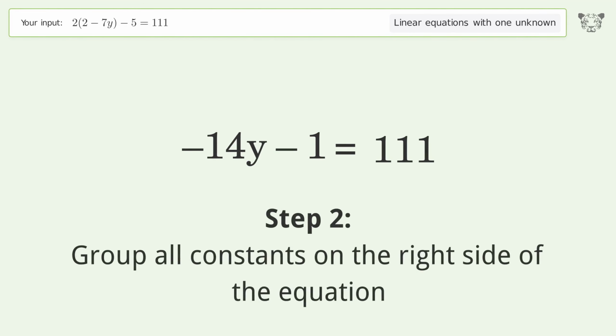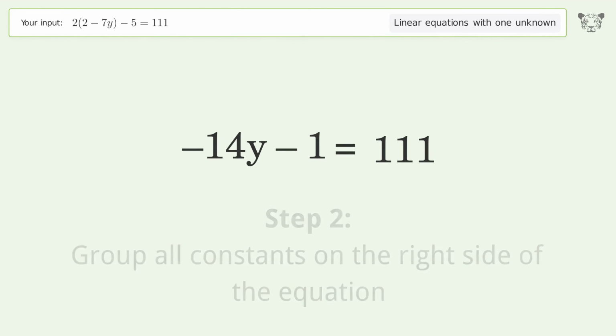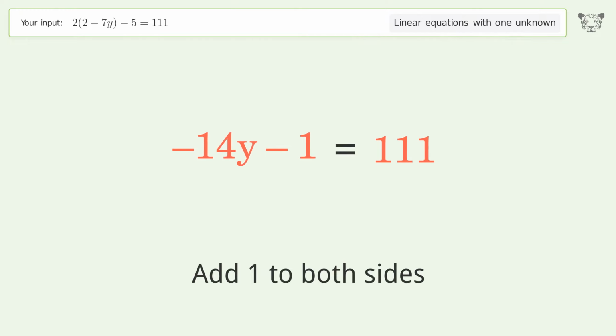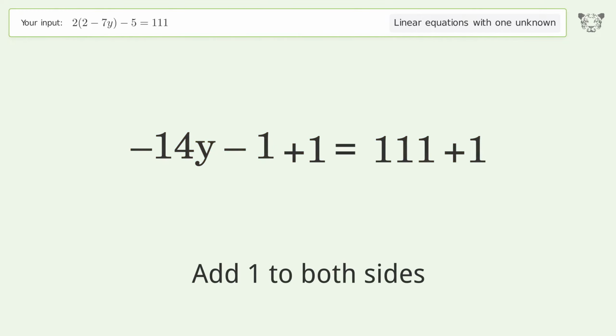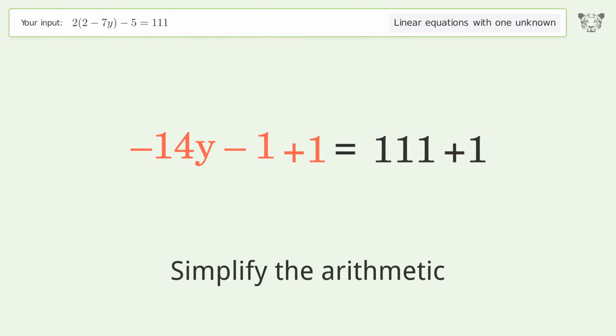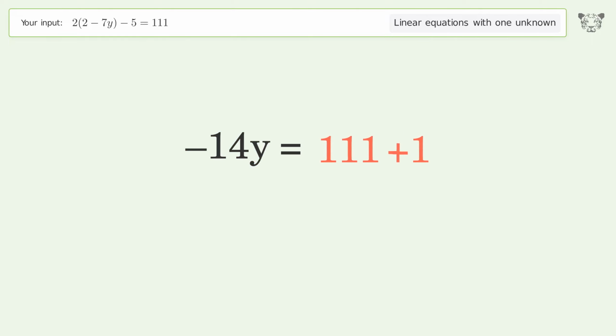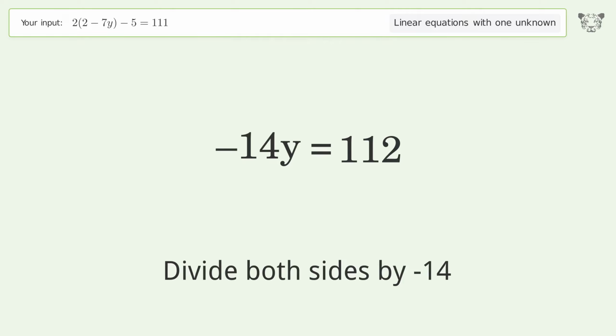Group all constants on the right side of the equation. Add 1 to both sides. Simplify the arithmetic. Isolate the y. Divide both sides by -14.